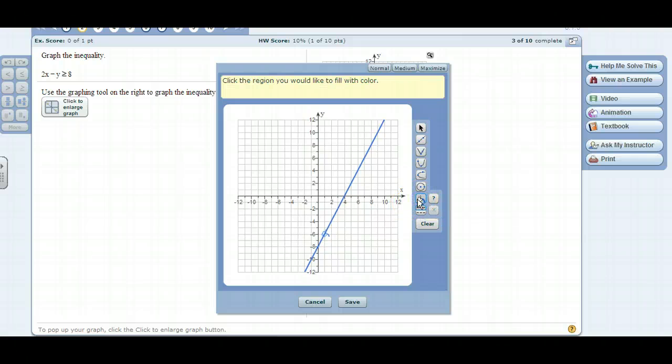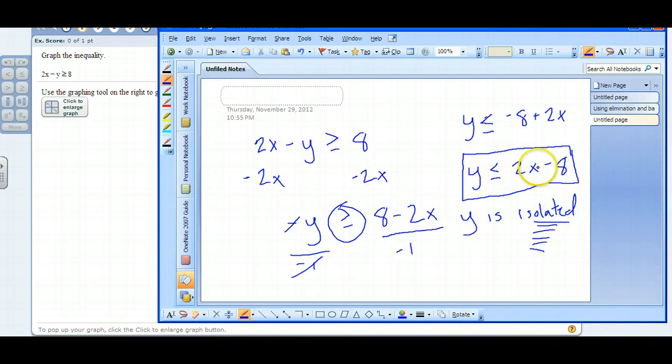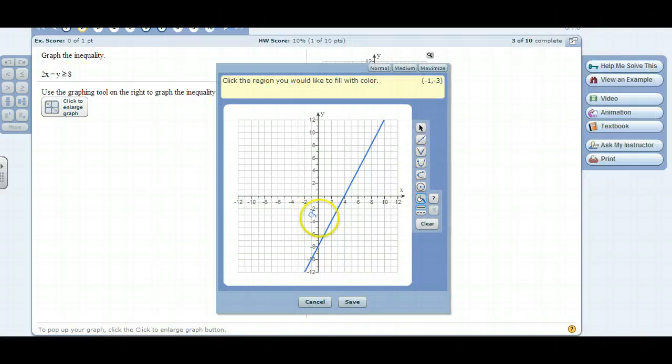Biggest mistake people make is forget to shade. Alright, it says greater than here, but because of that negative, we'll actually end up going below it. Or again, if you have it isolated, notice it's now less than. So because it's less than, we shade below.